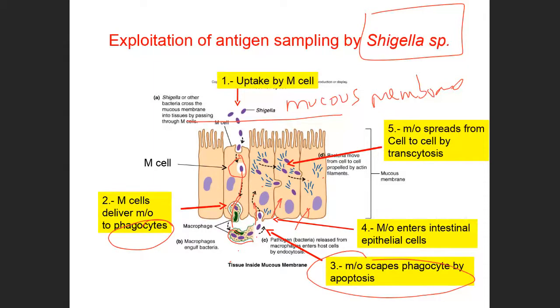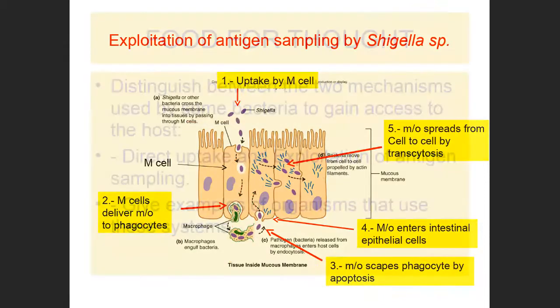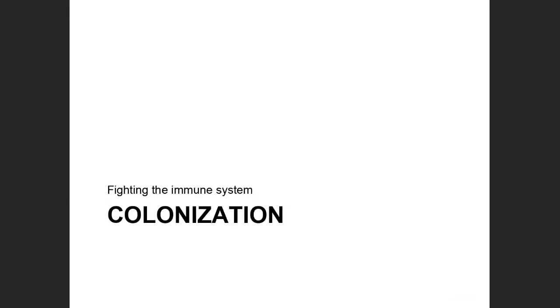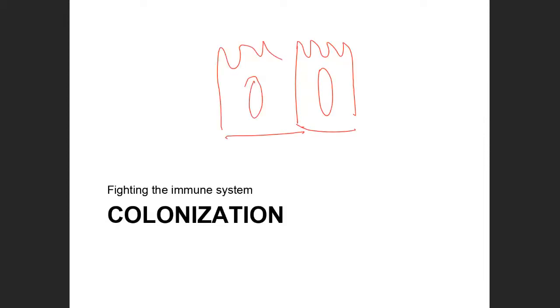Type 3 secretion systems, this is what they are. And we have seen type 3 secretion systems in gram-negatives that invade the GI tract. So again, we have the GI tract. That's not the only place, but that's one of the places.